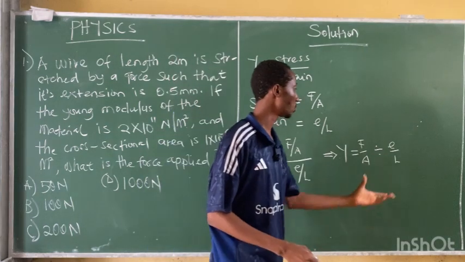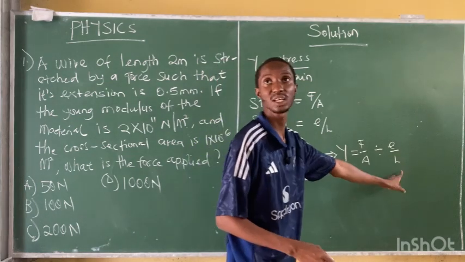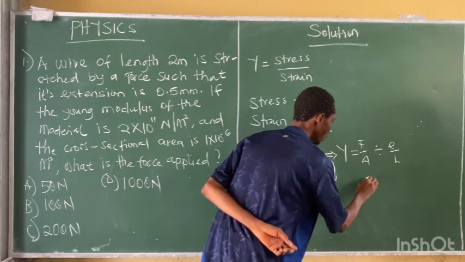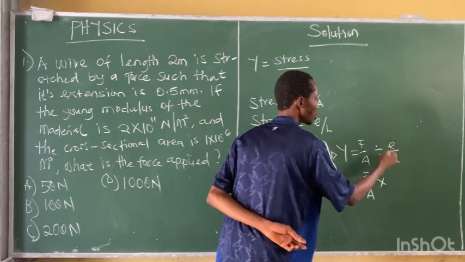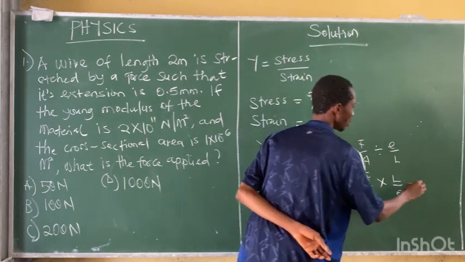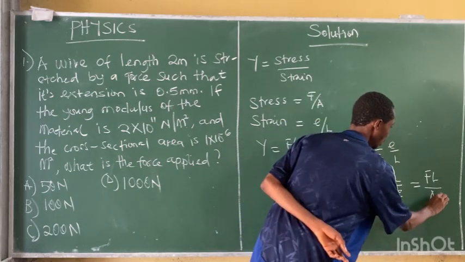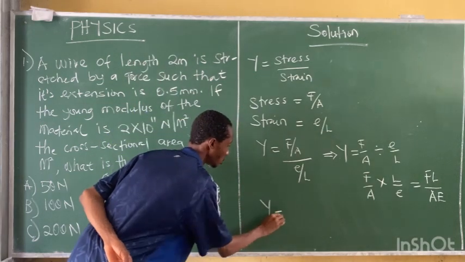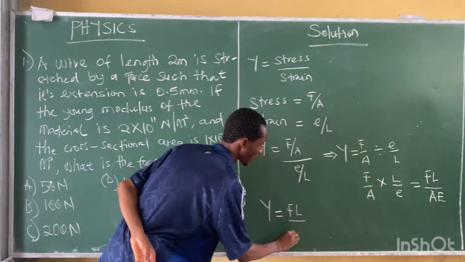From mathematical expression, when you have two fractions dividing themselves this way, what you need to do is take the inverse of the second fraction and change the sign from division to multiplication. If we do that, we're going to have F over A times L over E. This will give us F times L, which is FL, over A times E, which is AE. Therefore, the formula for Young modulus Y is equal to FL over AE.